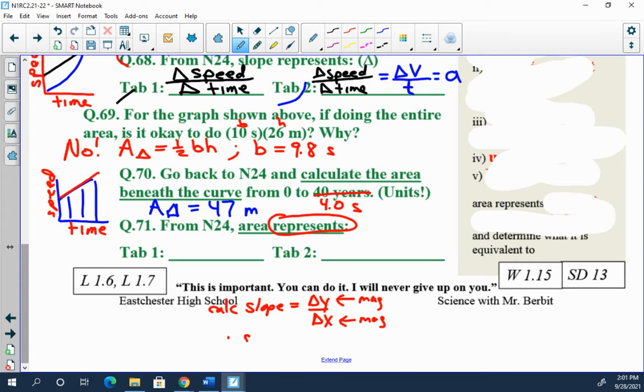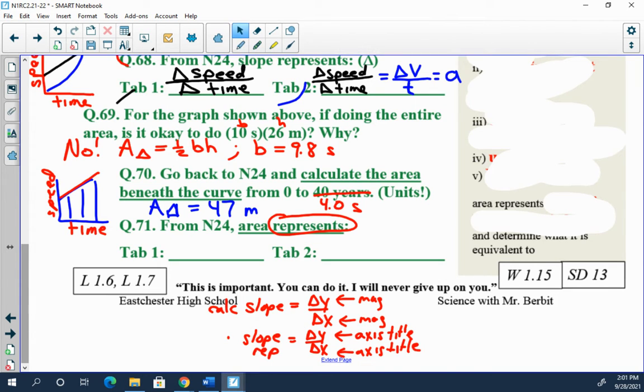To find what the slope represents, you still did delta y over delta x, except you put the axis titles in here. You put words in here. The same holds when dealing with area. To calculate area, you're roughly doing base times height.